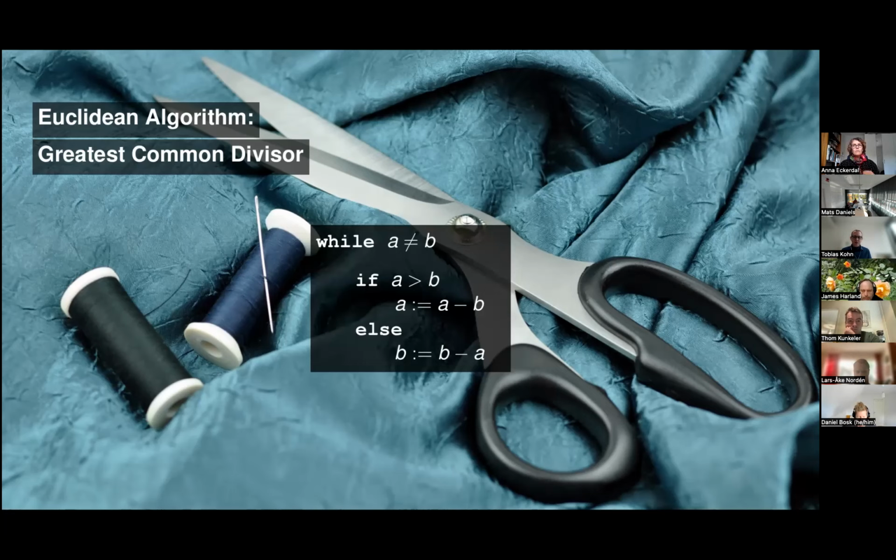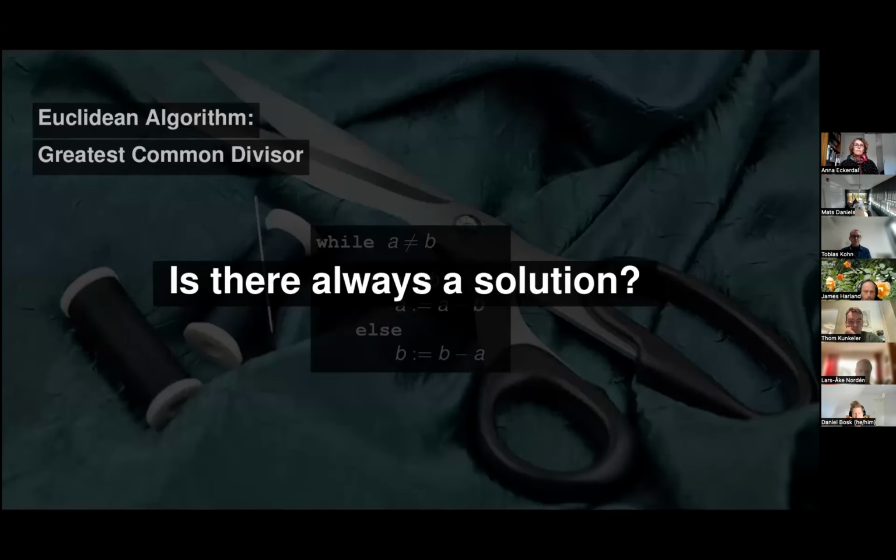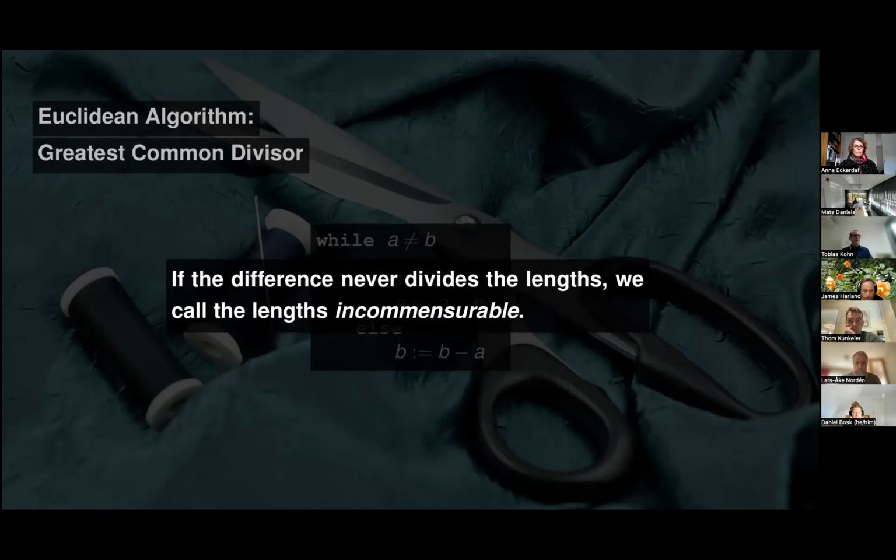The interesting thing that Euclid then asked about is: is there always a solution to that? So given any two lengths, will we always arrive at the greatest common divisor, a common factor length that I can fit into the other ones? And he then says, if that never happens, so if I can go on to infinity and I never reach the smallest parts, then we call the two lengths incommensurable. So not comparable in a way.